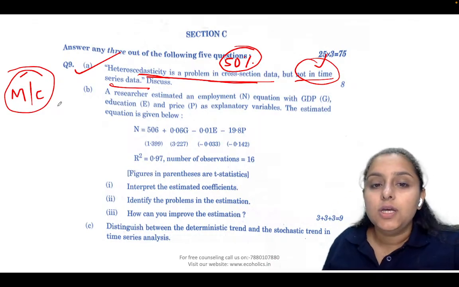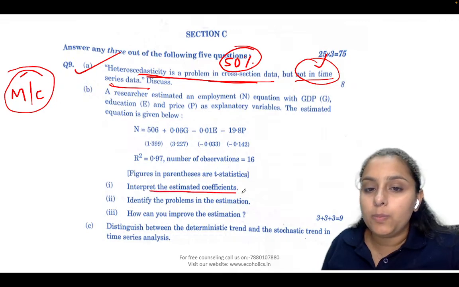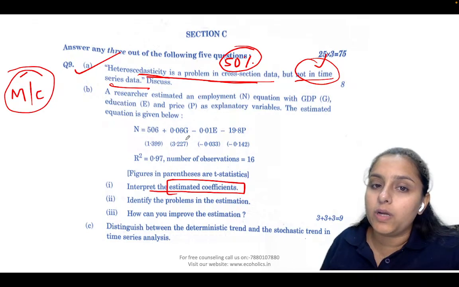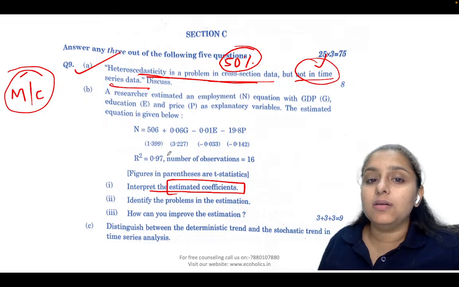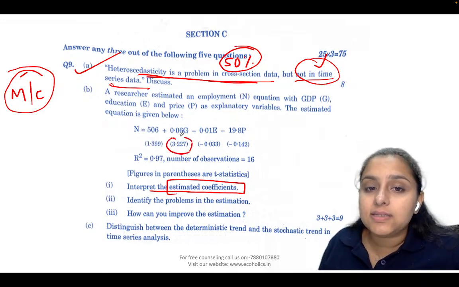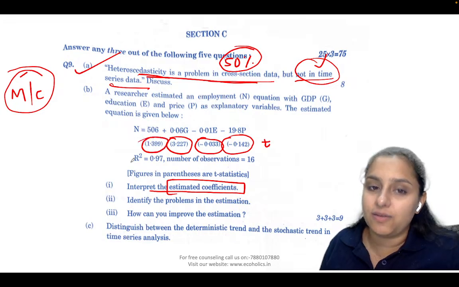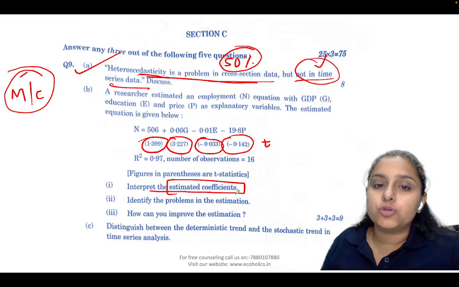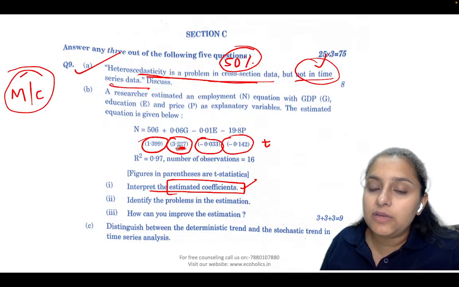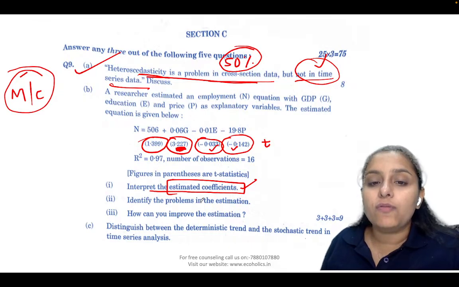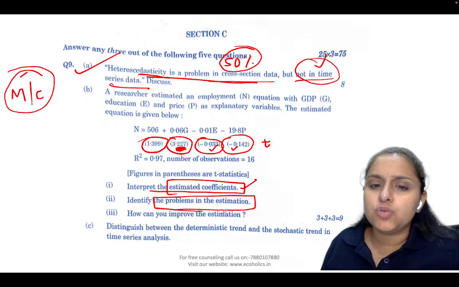So it's very easy. So here, first you have to interpret the coefficient. How do you interpret it? अच्छा, one thing here is that these parentheses have the value of the t-test statistic and not the standard deviation. Standard errors नहीं हैं ये. So please be careful. So interpret them. I can see that this is the only significant coefficient. These two are insignificant. So you have to interpret them. Identify the problems in the estimation. So what is the problem?